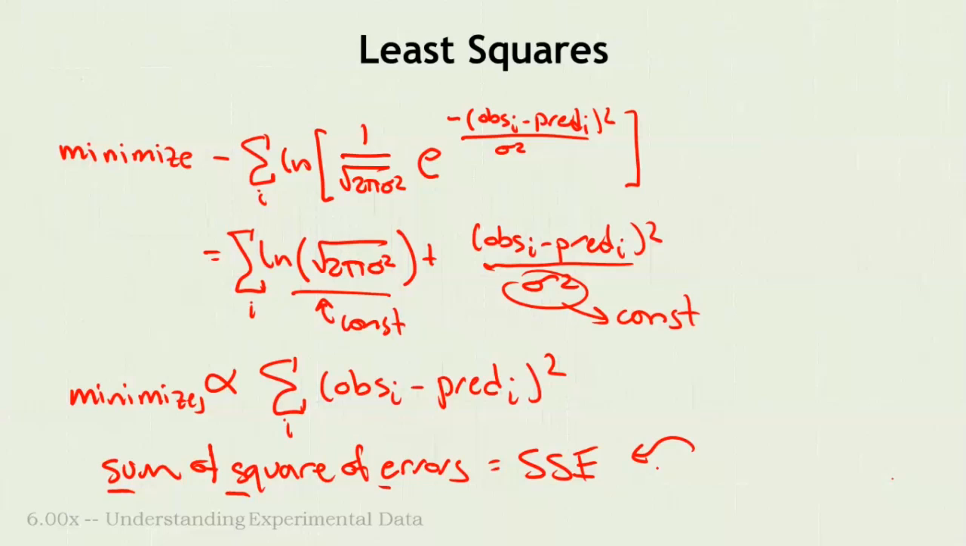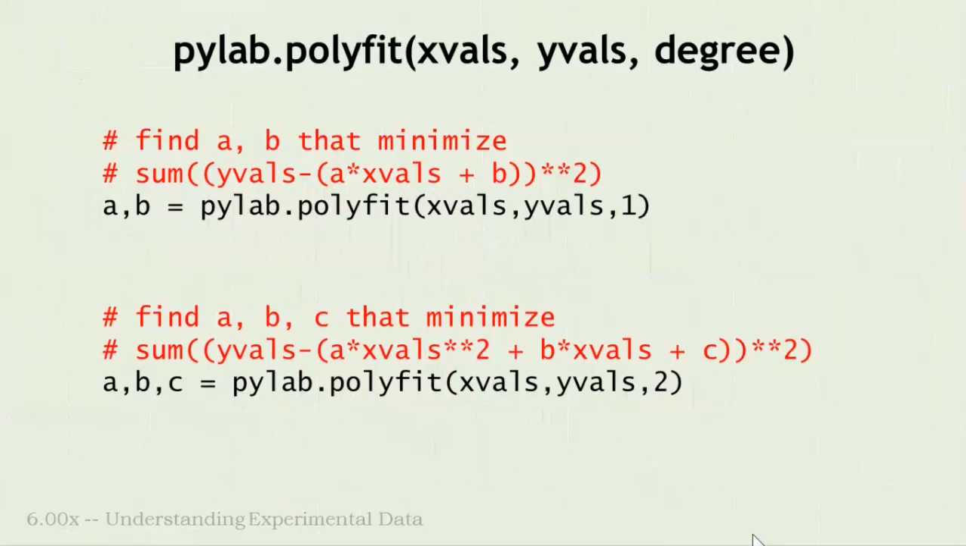And we actually have a nickname for this guy, as we often call this, as a shorthand, the least squares. Finding the values of the parameters for the prediction that minimize the sum of the square of the errors is a very common thing to want to do to data points. And in fact, pylab has a built-in procedure that will do that for us. It's called polyfit. Let me show you how to use it.